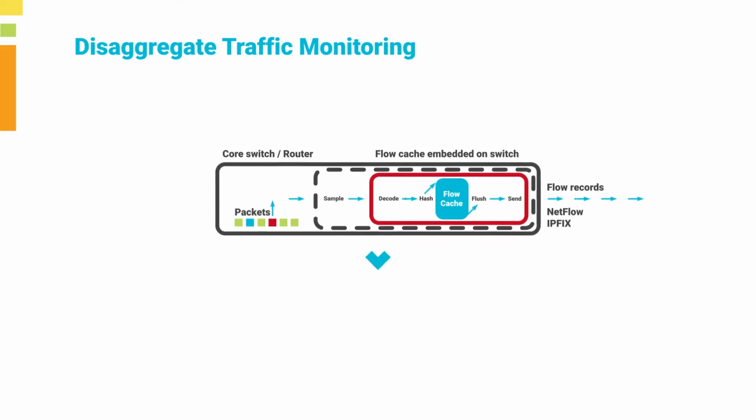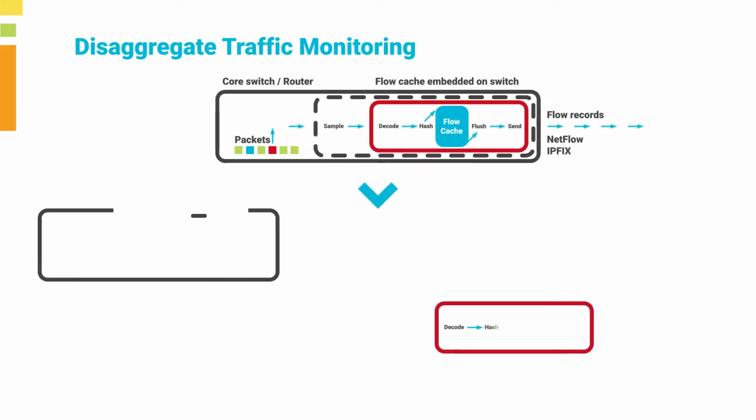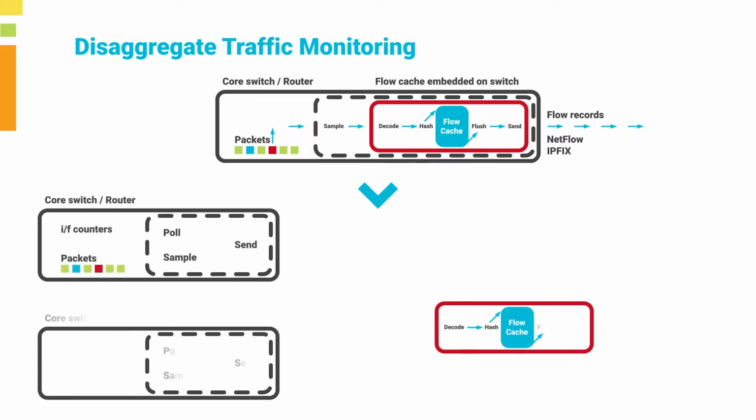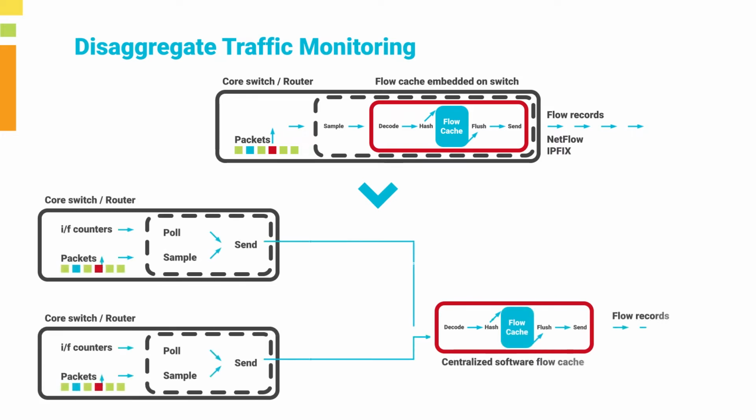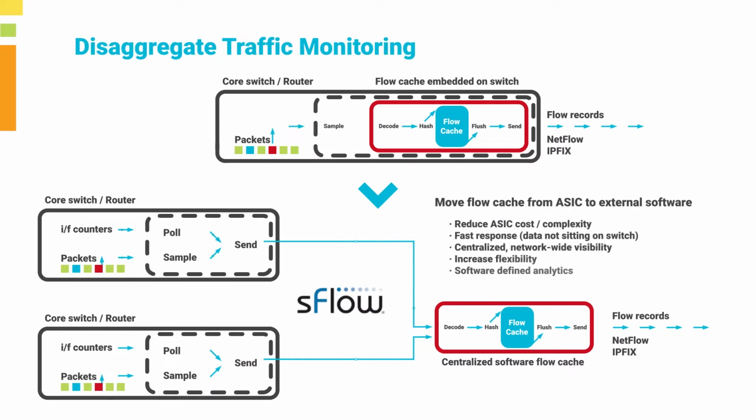So first, you're looking at packets. And typically, on a high-speed network, you'd be sampling the packets. And then you're decoding those packets and extracting features that you're going to use to build your flow record. So typically the source and destination IP addresses, ports, protocols. And that information is used to update counters in a hash table, the flow cache.